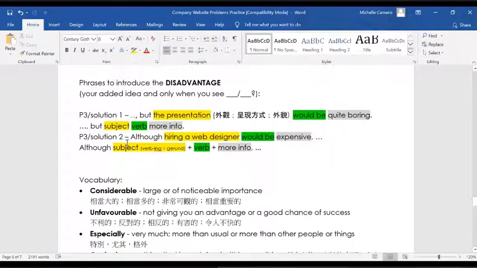For solution 2, they used the word although and then gave the disadvantage first. So although hiring a web designer would be expensive, comma, and then they gave the advantage. So he said although, subject, verb, more information. So we've got the word hiring here, and you might be like, well, that looks like a verb. And it kind of does because it's got ing. But remember, this is a gerund. It's a verb with ing ending, and it's acting like a noun. So all of this is your subject here. So just be careful of that. Then we've got our verb and then more information.